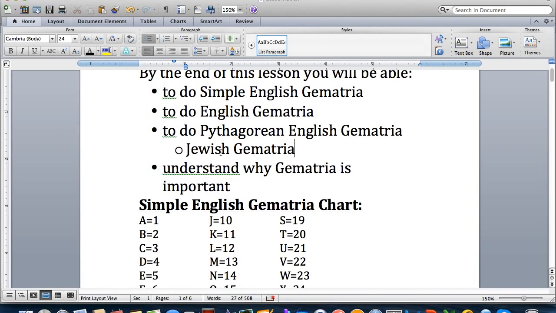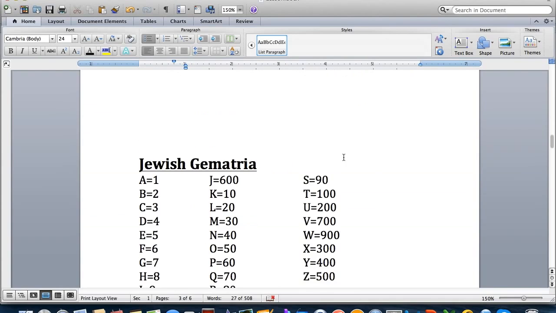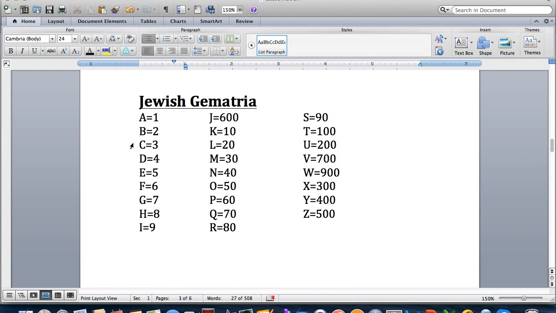But there's only one more method to cover. That's the Jewish gematria here. Notice that Jewish gematria is just an entirely different scale. Again, A through I, 1 through 9 are the same as the other ones, but once you get to J, it really changes. J becomes 600, K is 10, L is 20, so on.